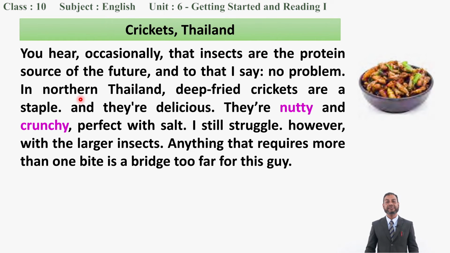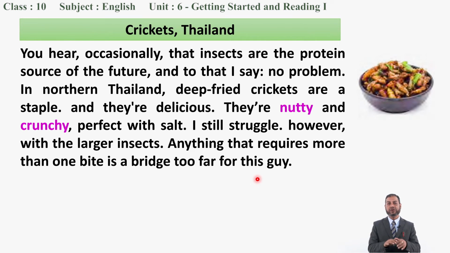It is another strange food to us because in our country, we don't eat this type of insects, okay? You hear occasionally that insects are the protein source of the future, and to that I say no problem. In northern Thailand, deep fried crickets are a staple and they are delicious. They are nutty and crunchy, perfect with salt. I still struggle, however, with the larger insects. Anything that requires more than one bite is a breeze too far for this guy.